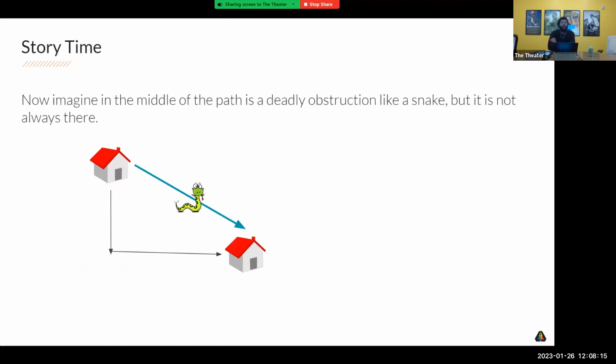Let's throw a wrench in the plan. So in the middle of the path now, there's a deadly obstruction. We're going to say it's a snake, but the snake's not always there. So now you have an option here, right? You can decide to take the long way, or you can decide to take the short way and gamble if the snake is going to be there or not. And hopefully, for those of you that are in this presentation, when I say, is the snake going to be there or not, it kind of triggers the alarm bells that tells you, oh, this is a classification problem.